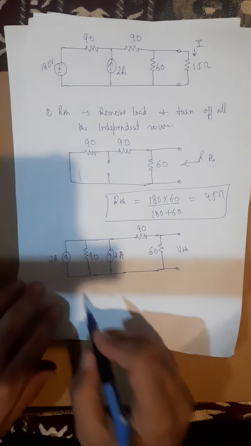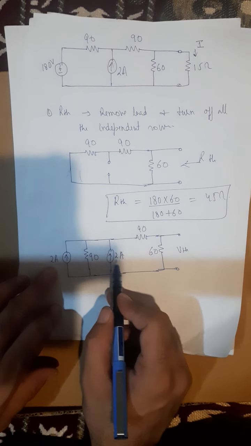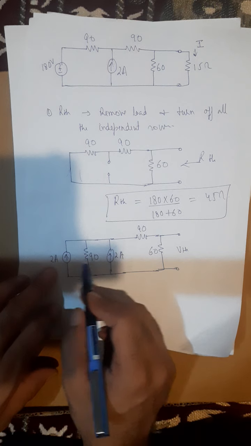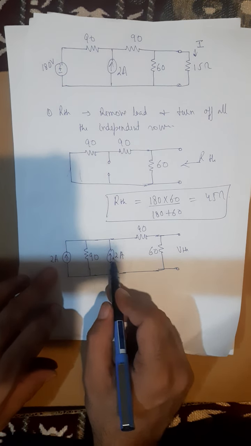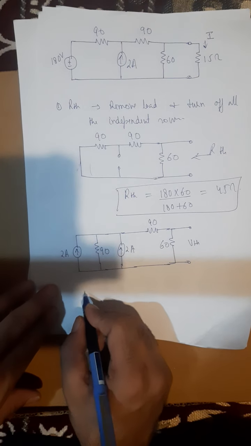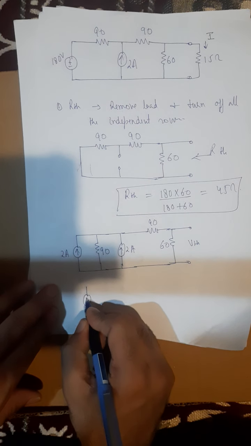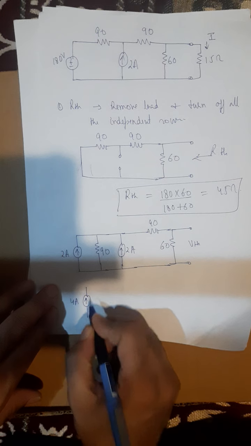Got it? Now how many sources do I have here? I have two current sources which are in parallel. So I can replace these two current sources by a single current source. That current source will be 2 plus 2, 4 ampere.